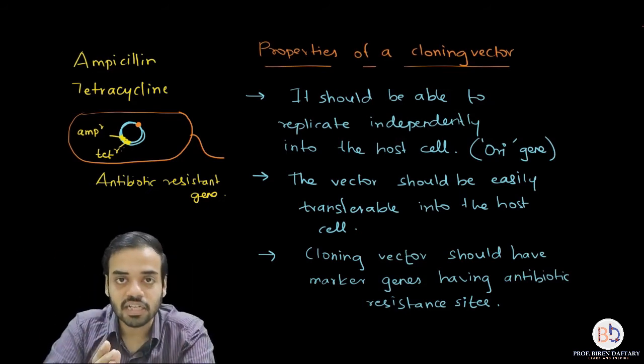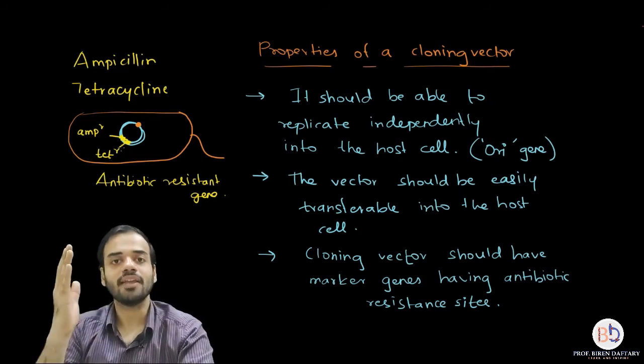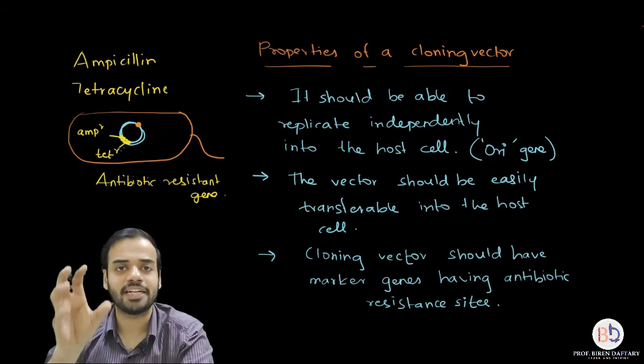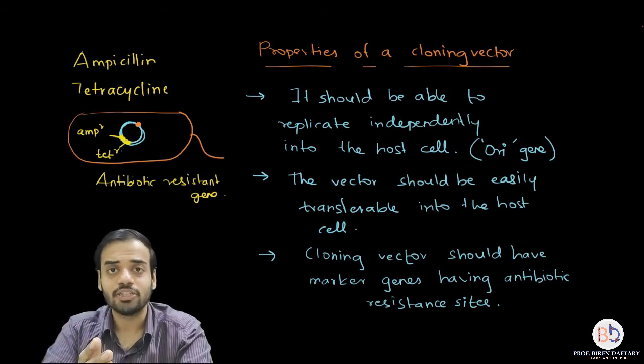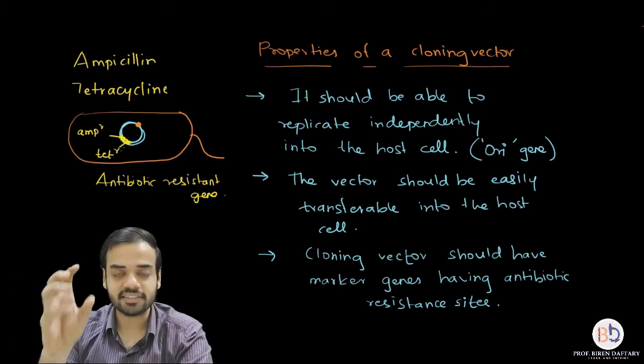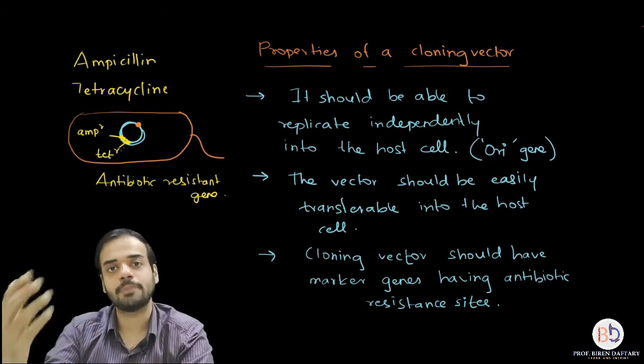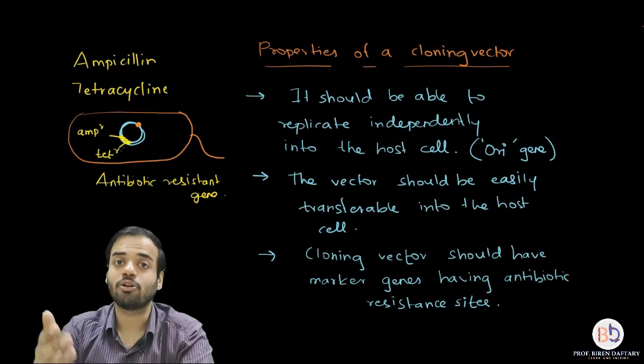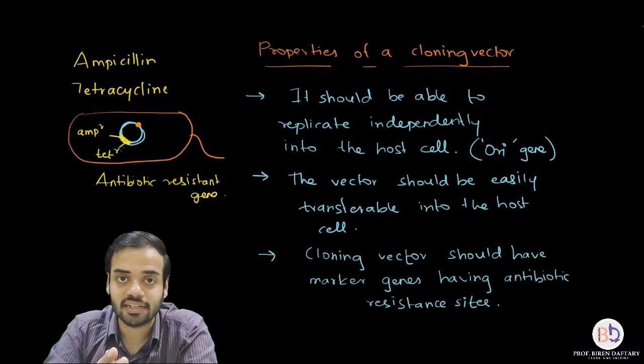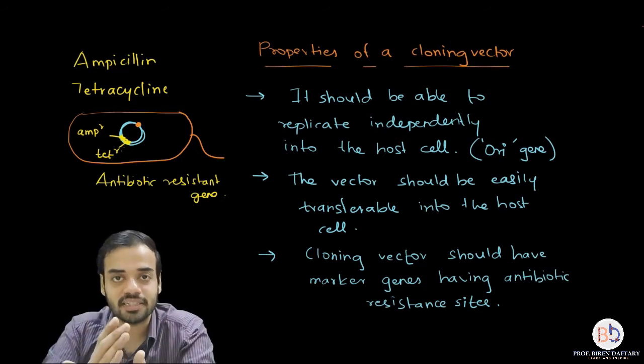Is this clear? See, naturally all bacteria have plasmids, and each plasmid has some antibiotic resistance. That is why you do not use only one antibiotic to kill all bacteria. Each type of bacterium has different types of antibiotics to kill it because of this property. I hope this is clear. So I hope the marker gene is clear.